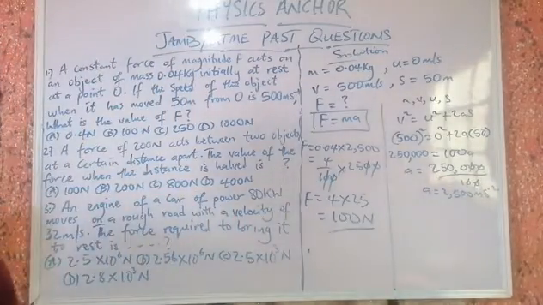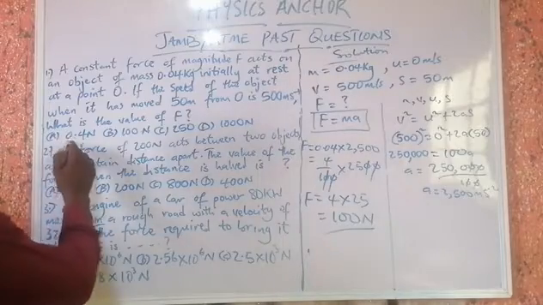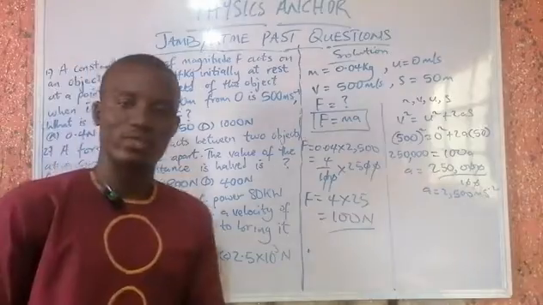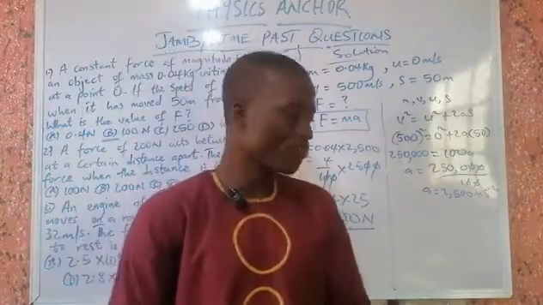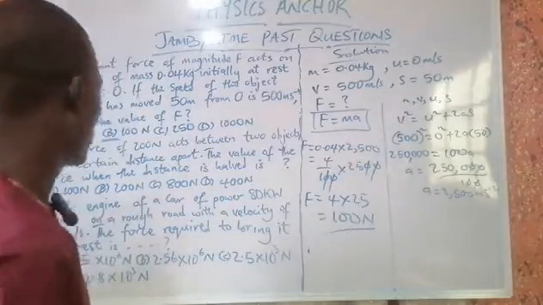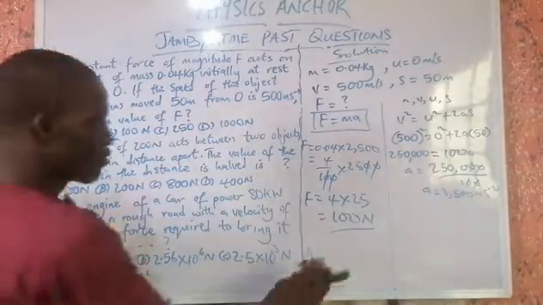So let's go and check our options. Not A, that's B, 100 Newton. So our force is 100 Newton. I hope you understand that. It's as straightforward as that. You just need your formula to get this done. Let's move to number 2.